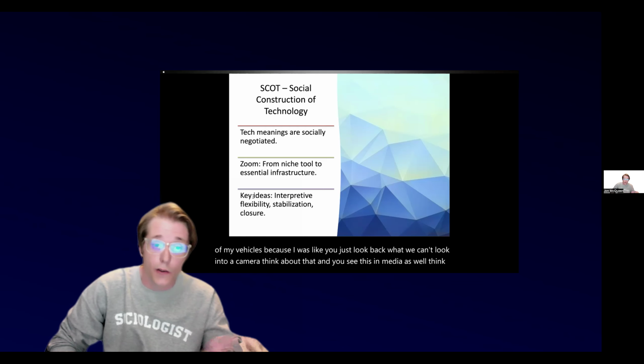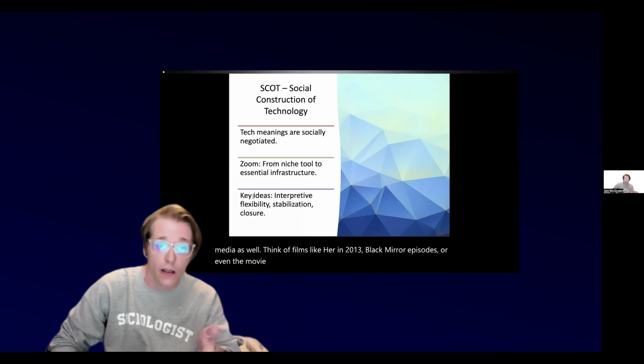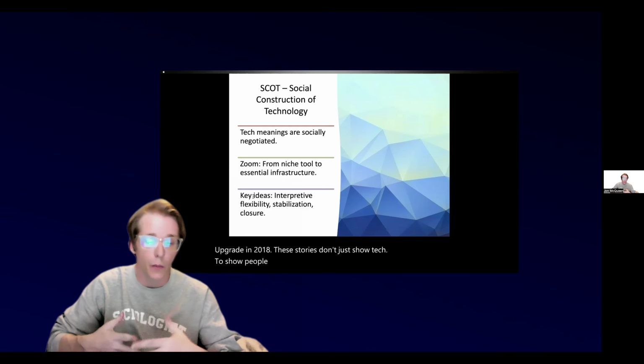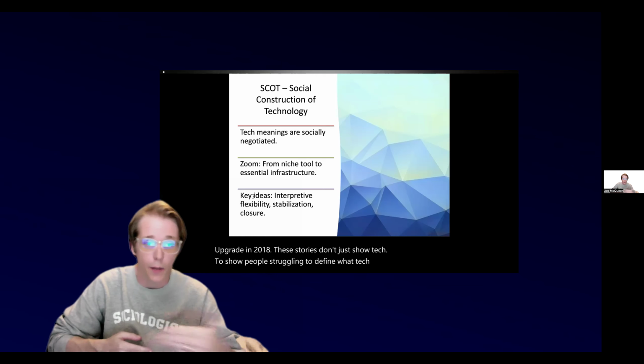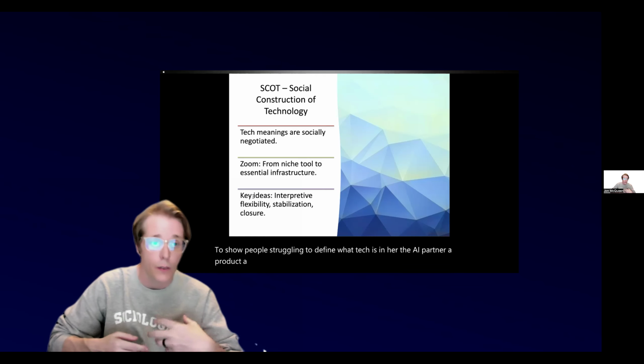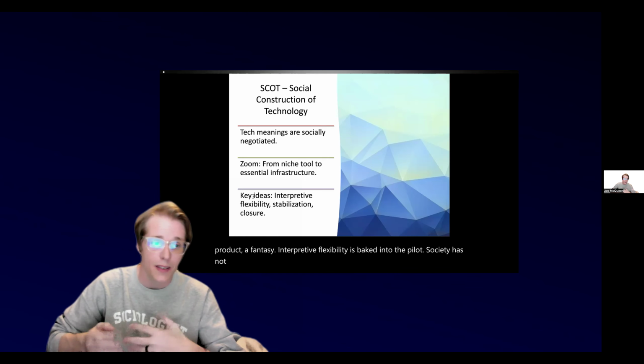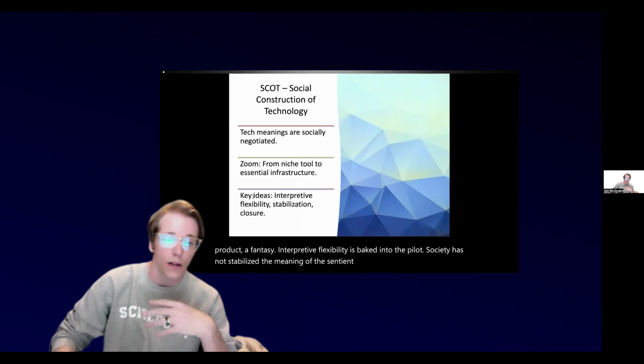And you see this in media as well. Think of films like Her in 2013, Black Mirror episodes, or even the movie Upgrade in 2018. These stories don't just show tech. They show people struggling to define what tech is. In Her, the AI partner: a product, a fantasy? Interpretive flexibility is baked into the plot. Society has not stabilized the meaning of the sentient software. And that's where the tension lies.